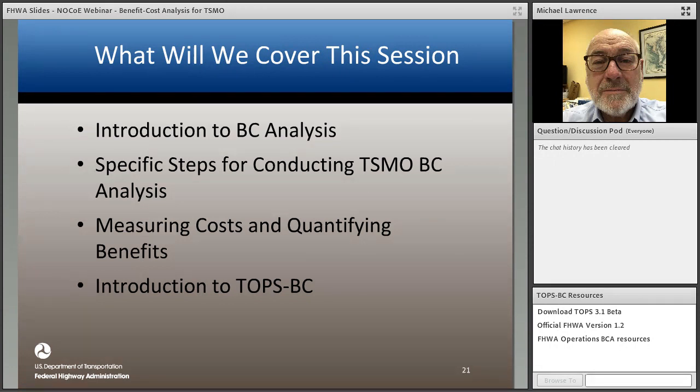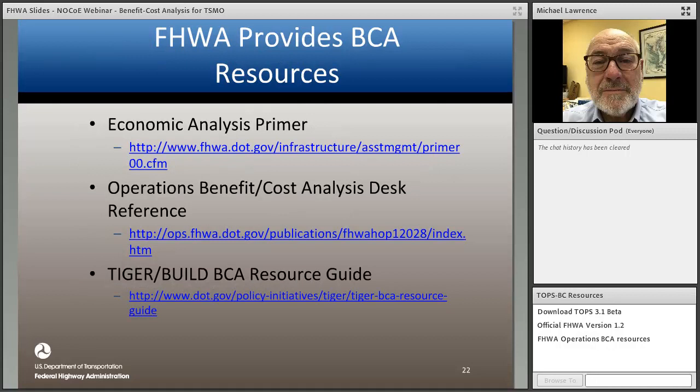What I'm going to try to do in this short period is give you a very brief introduction to benefit cost analysis. I'm going to talk about some of the specific steps required for conducting a TSMO benefit cost analysis, talk a little bit about measuring costs and quantifying benefits, and introduce TOPS-BC. The idea of TOPS-BC, as Jim has already introduced, is to do some of this benefit cost work at a very sketch planning level of detail so that analysts can very quickly gather information. They don't need very much information to run TOPS-BC, and they can carry through with a benefit cost analysis to give them some very quick information on projects and what looks good and what might need some refinement before it moves forward to the next stage.